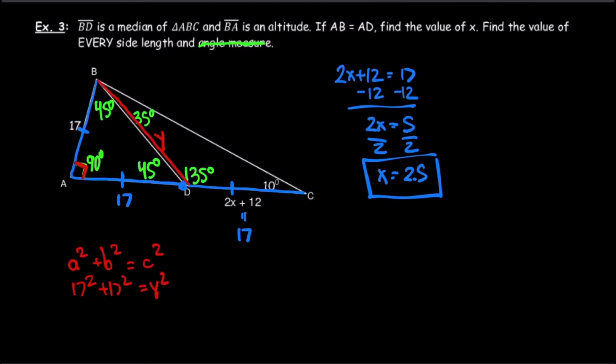And I'm just going to put this into my calculator exactly the way I see it there. I'm not going to bother doing 17 squared by itself. I'll just take 17 squared plus 17 squared, and that gives me 578 equals Y squared. And then remember, to solve a square, you square root it. So Y equals, I'll go nearest 10th, 24.0.